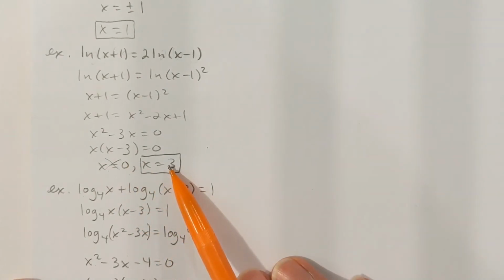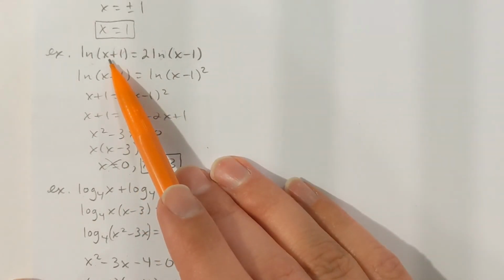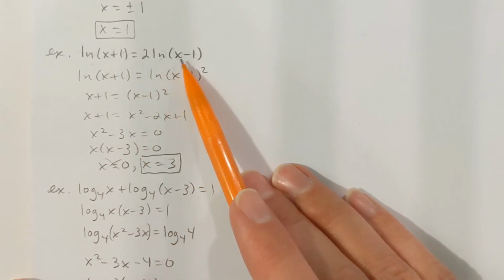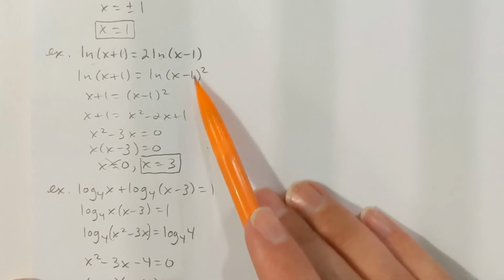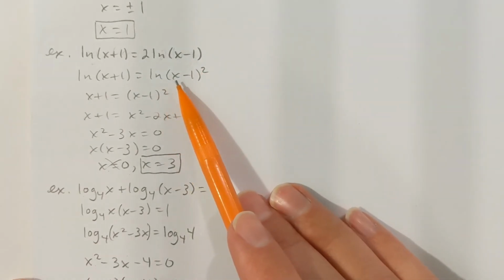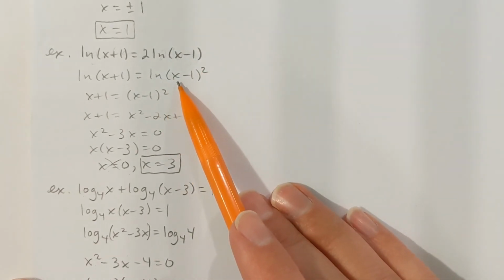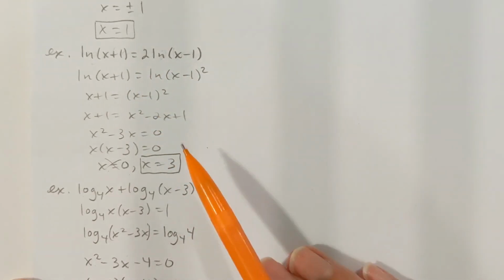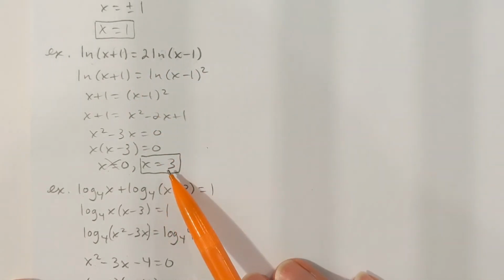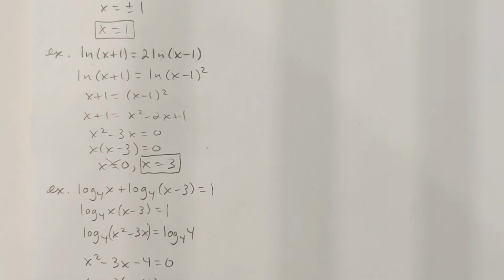3 is going to be fine, though, because you're going to have ln 4 on the left, and then 2 ln 2. Well, the 2 can come up as a power of the inner part, so it'd be the ln of 2 squared, or the ln of 4. ln 4 equals ln 4, that's true. So 3 is going to be kept, and 0 would be extraneous.